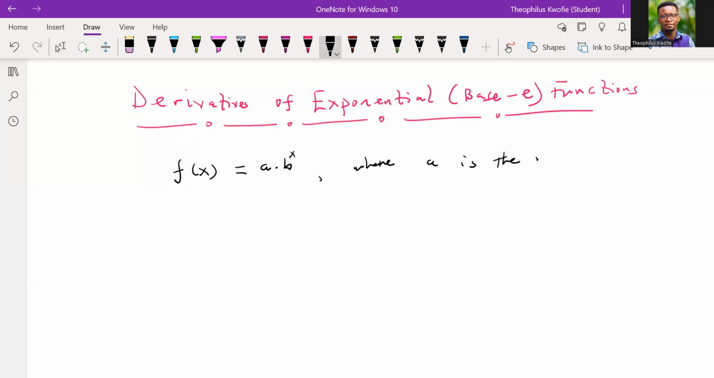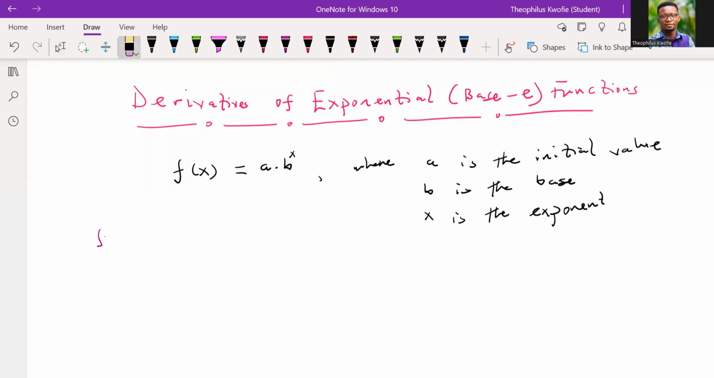initial value. The b, we claim that is the base, and then the x is the exponent. So this is a general form of an exponential function. But then we often encounter the special exponential function. So we more often than not encounter the special exponential function.